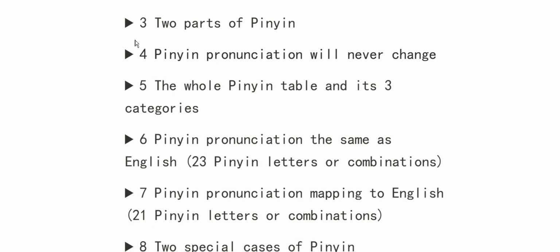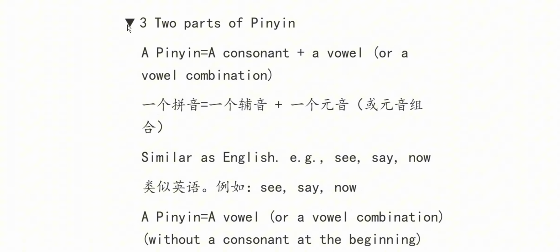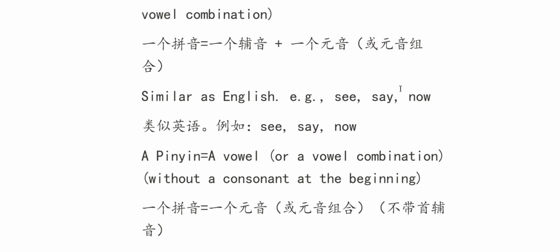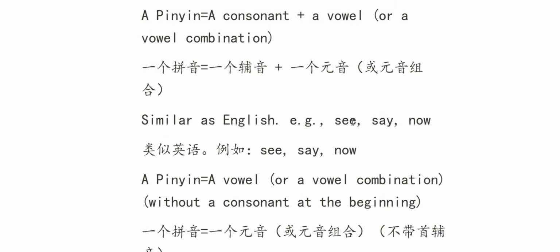Let's move on to the third topic, two parts of pinyin. So a pinyin equals a consonant plus a vowel, or a vowel combination only without a consonant. So this is similar as English. For example, these English words, see, say, now, each of them is formed by a consonant plus a vowel.